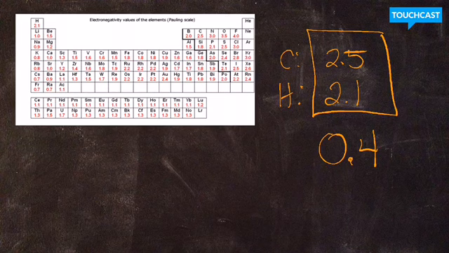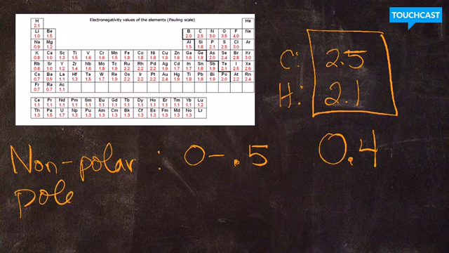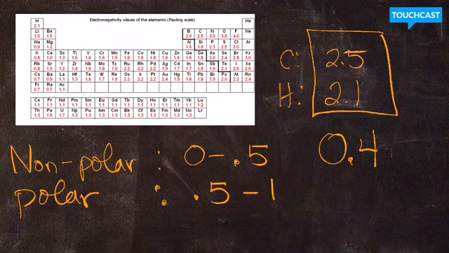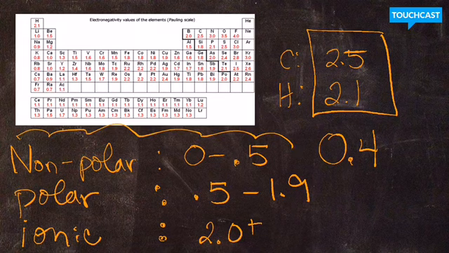Here's a general rule. Bonds are said to be mostly nonpolar in characteristic when the electronegativity difference is between 0 and 0.5. They're said to be polar when they have a difference between 0.5 and 1.9. And then they're said to actually be ionic. You see, once you start pulling really hard on that electron, it'll eventually rip off. It's said to be ionic when it has a value of 2.0 or more. Now, this is just a general guideline. In fact, many scientists disagree upon this general rule.